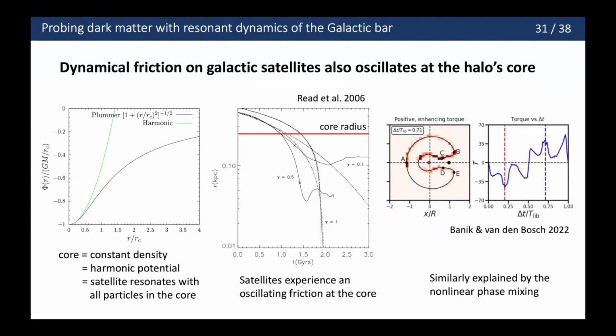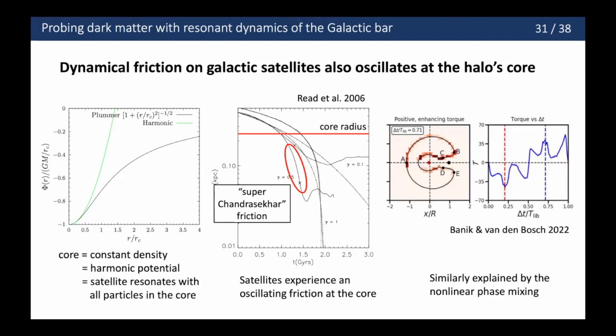This was nicely explained by Rimpei. So basically, a core means that the density is constant, and some dwarf galaxies have these constant densities. And constant density means that the potential is harmonic. So in this harmonic potential, the particles will all have the same frequencies. So what happens when the satellite sinks to this core is that they start to resonate with all the particles there. So that means that it will initially experience a very strong friction, which is called the super Chandrasekhar friction here, because it's a friction that is stronger than the prediction by the Chandrasekhar formula.